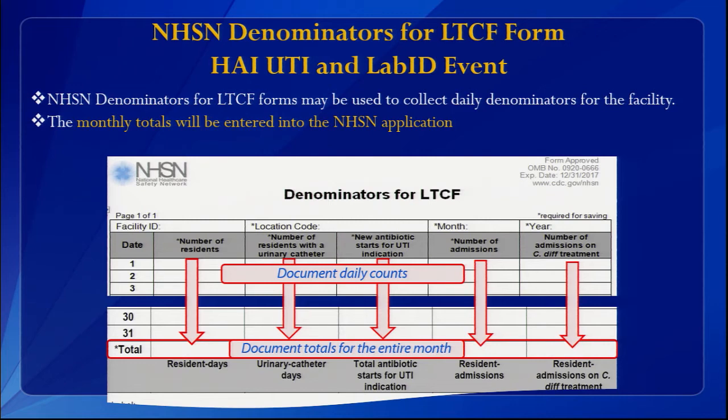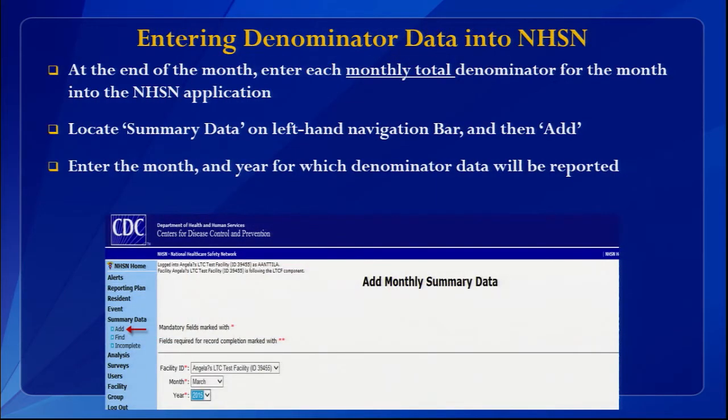difficile treatment. If a facility is performing lab ID for C. difficile, you would complete this last column. Otherwise, you could skip that column. Okay, at the end of each month, you would aggregate all the data in the form if you use that form, and you would only enter the totals in the NHSN application.